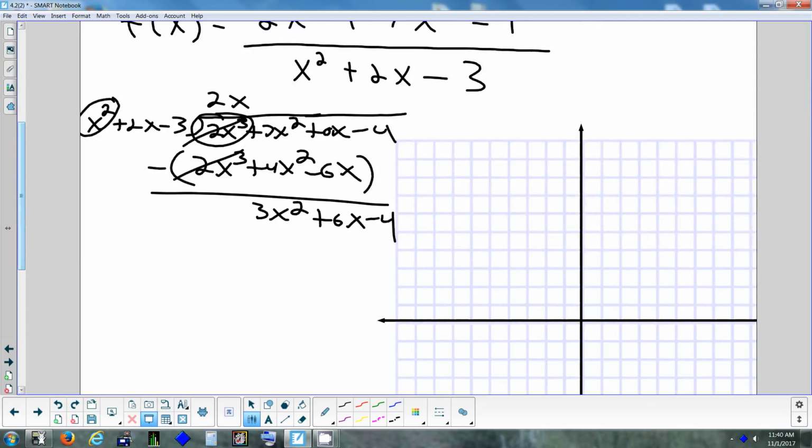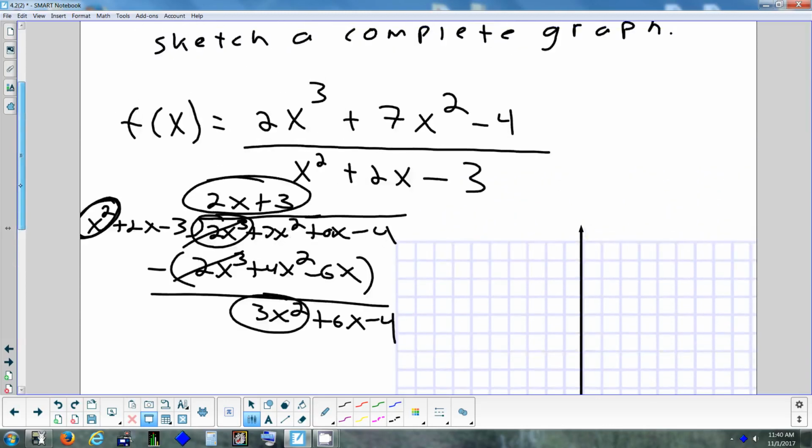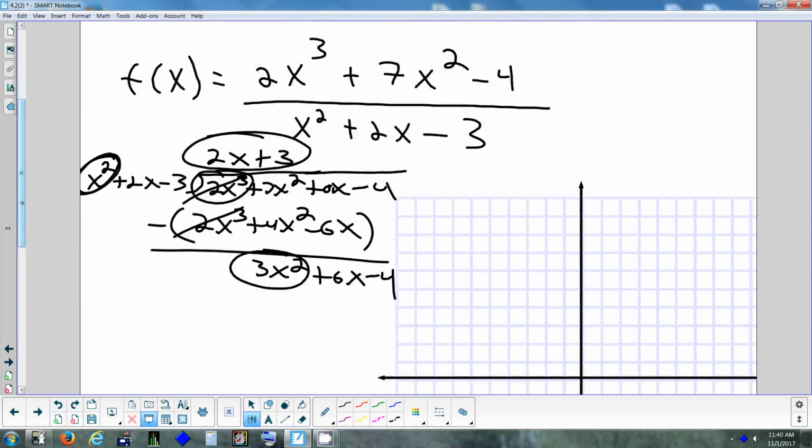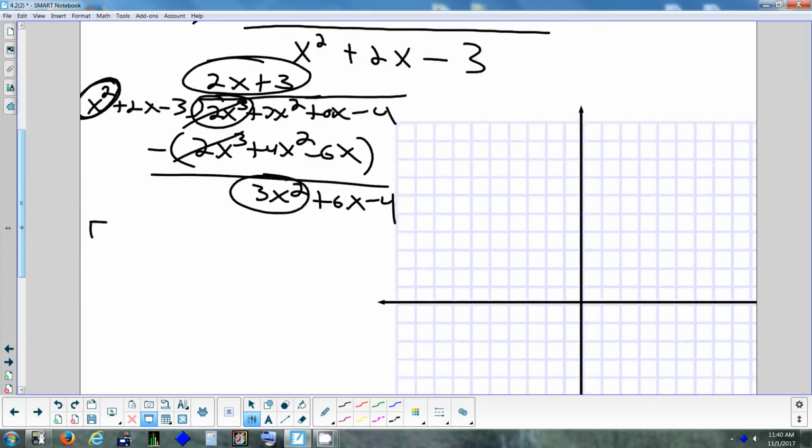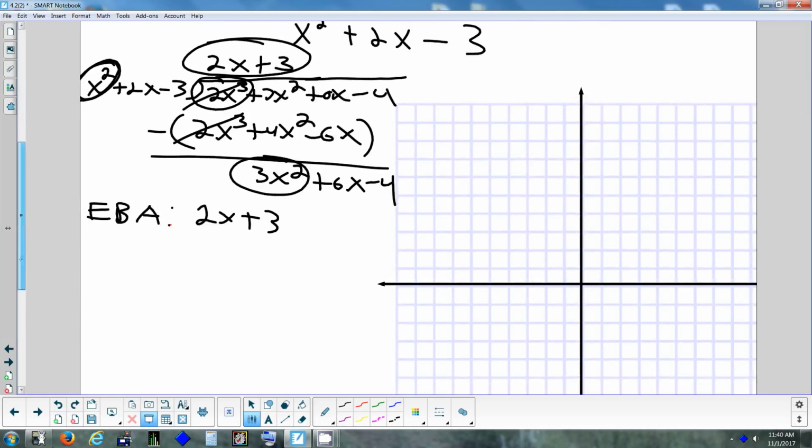So the last thing we have to do, and then we can stop for the EBA: what's 3x squared divided by x squared? 3. There's your EBA. If you want the remainder, keep going. Distribute out the 3 and keep going. So it's 2x plus 3.